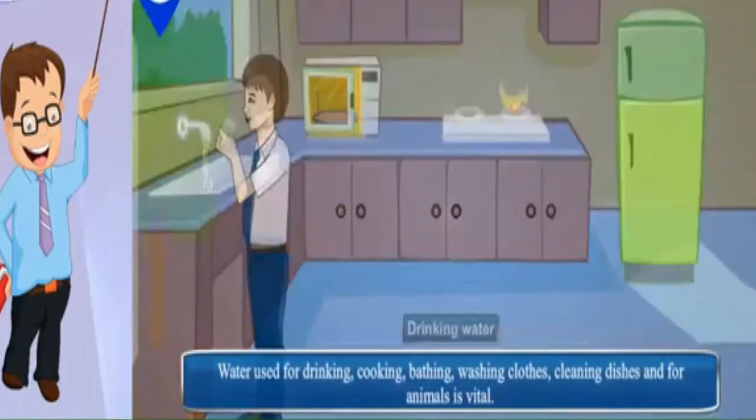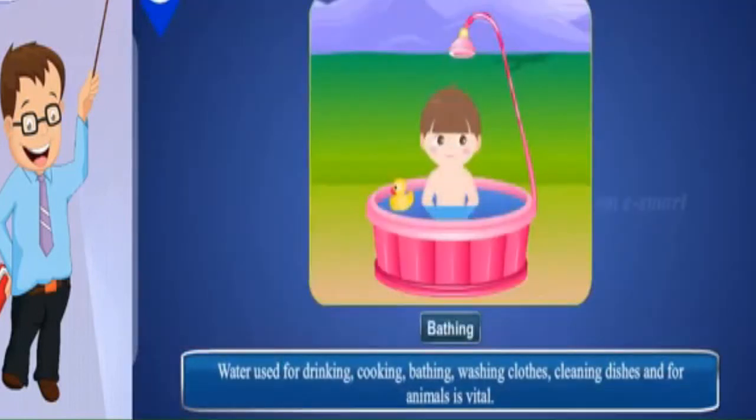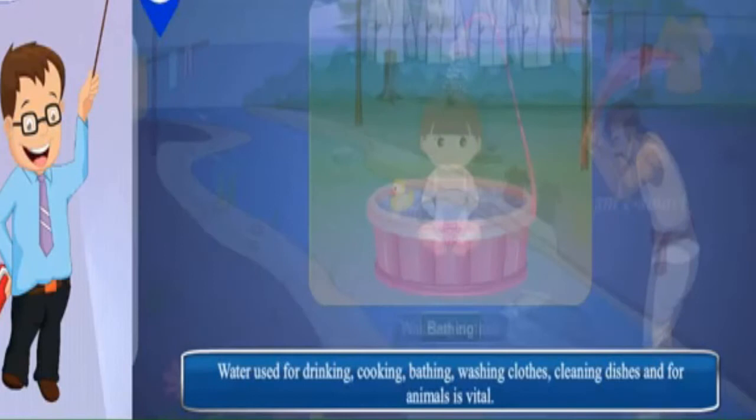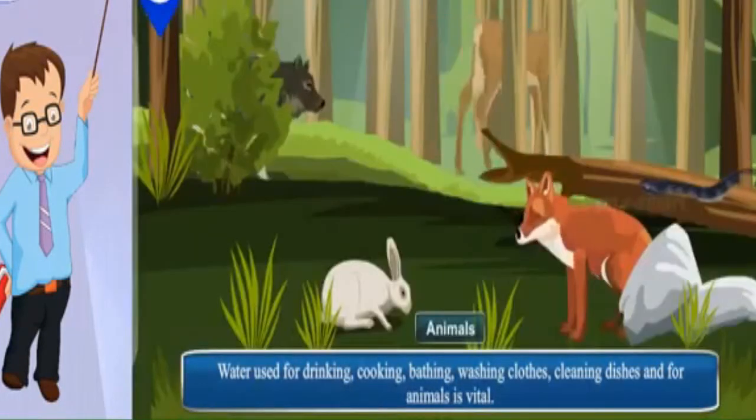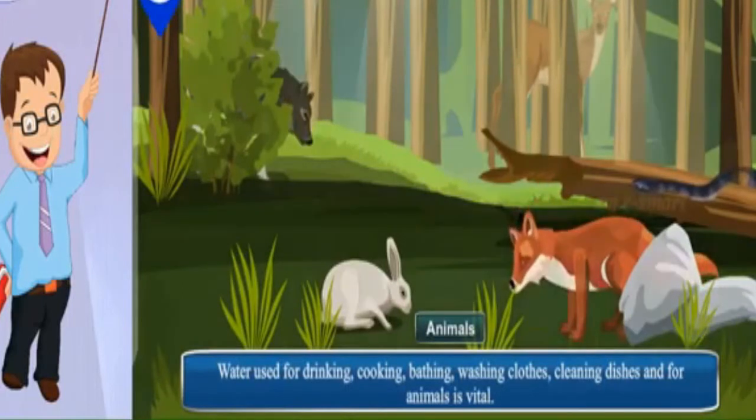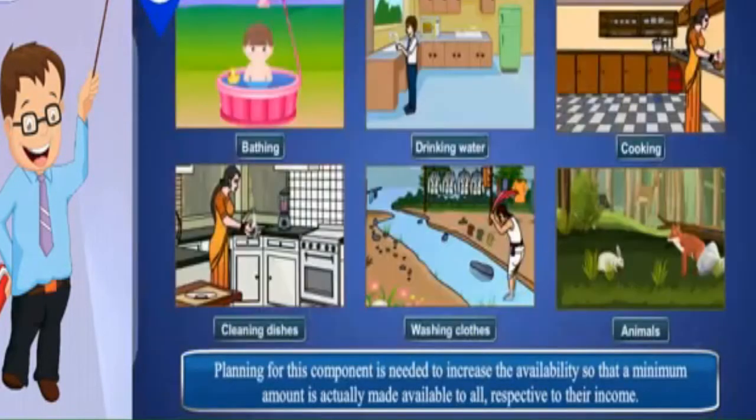Water use for domestic purpose and for animals. Water used for drinking, cooking, bathing, washing clothes, cleaning dishes, and for animals is vital. Planning for this component is needed to increase the availability so that a minimum amount is actually made available to all, irrespective of their income.